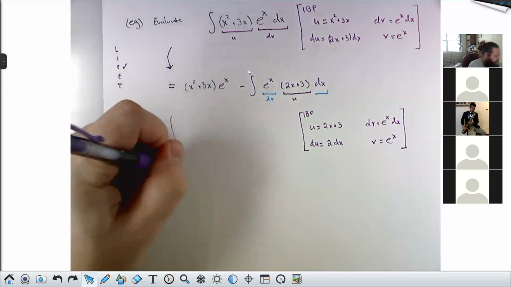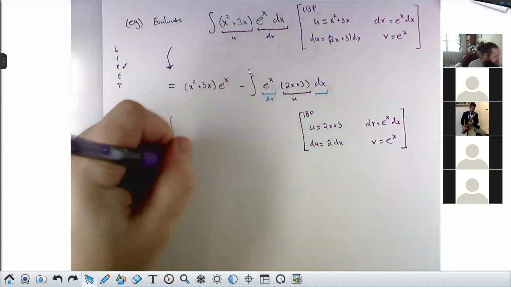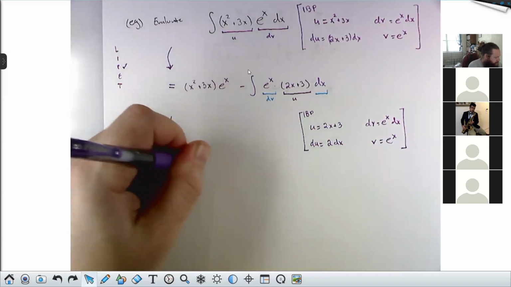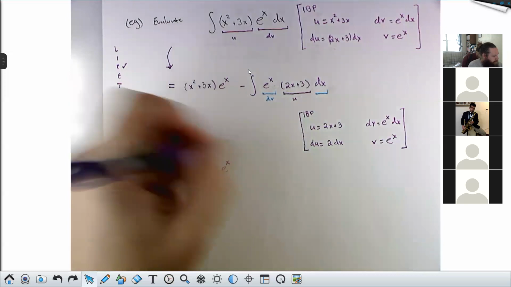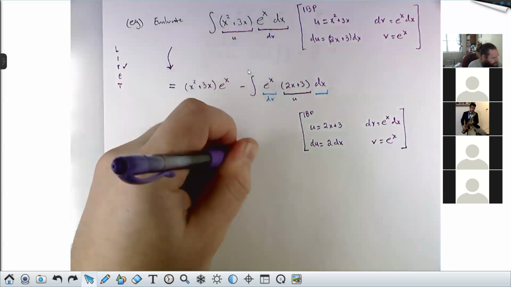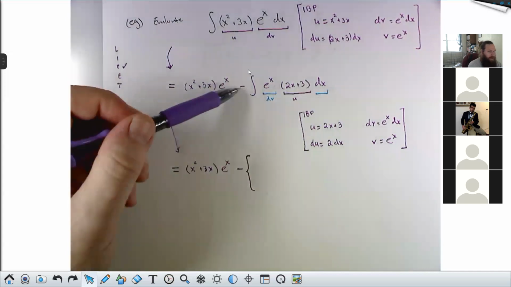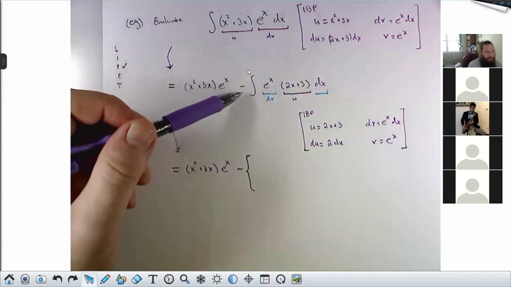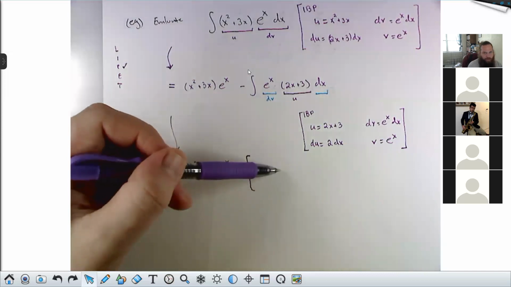So what do I get? Well, this piece is still here. This piece hasn't gone anywhere, so don't forget to write it down. x squared plus 3x times e to the x minus, and then I will open up a big bracket, because this minus right here is going to need to be distributed over all the stuff that comes from this integration by parts.